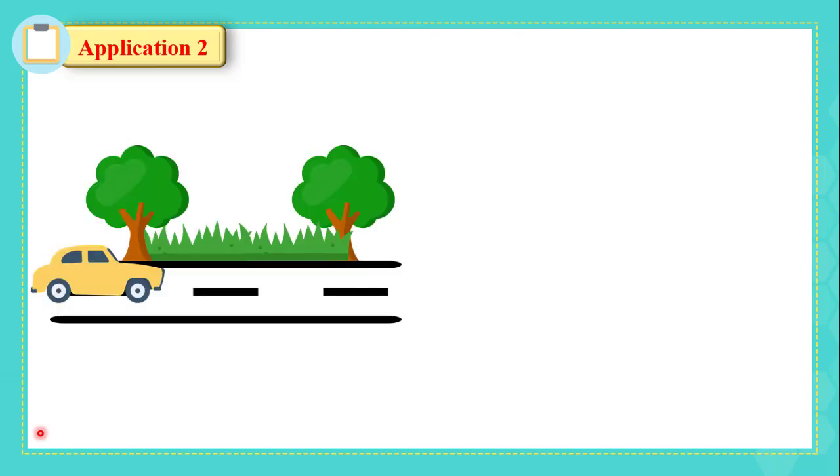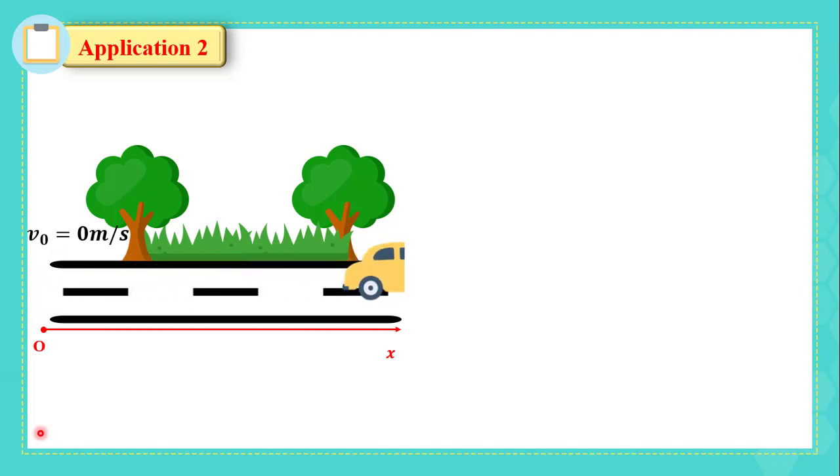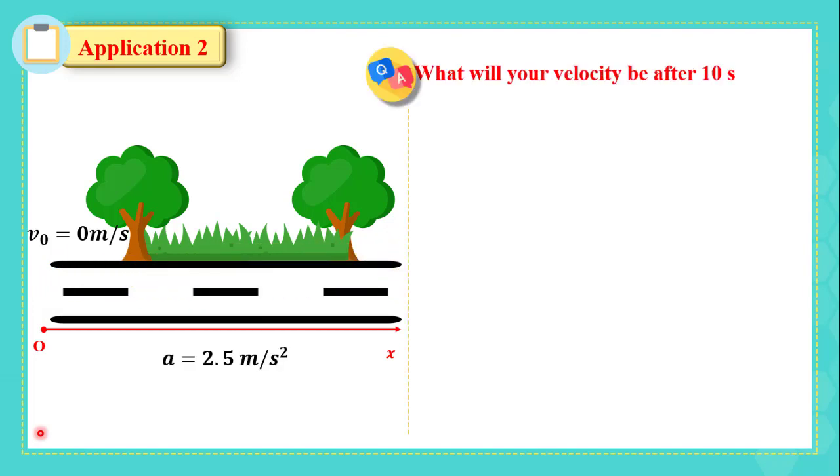Let's move now to application 2 and try to apply the time equations of motion for a uniform varied rectilinear motion to real-life examples. Say you get into your car to drive to the supermarket. While the car was at rest, which means that v0 is equal to 0, you place your foot on the gas and apply a constant acceleration a equal 2.5 meters per second squared. What will your velocity be after 10 seconds?